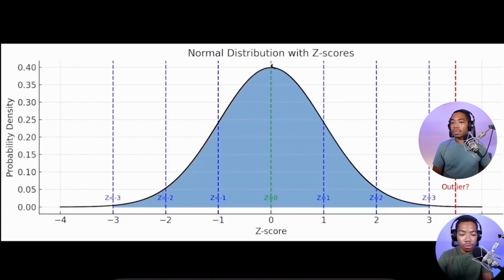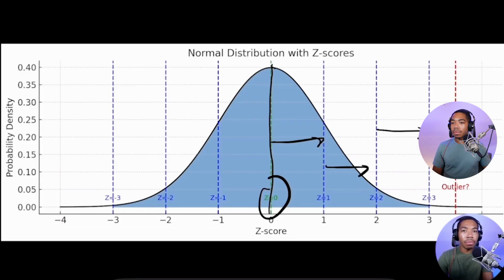Here is a normal distribution with the z-scores overlaid. This z of 0 is the value that's equal to the mean of our distribution. And as we move further and further out from the mean, we are approaching points that would most likely be outliers, especially as we get past a z-score value of 3.